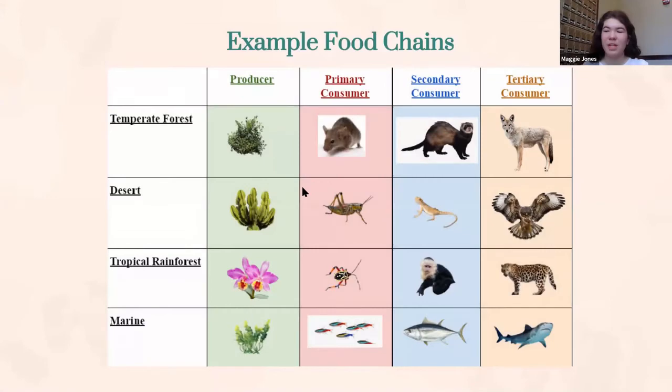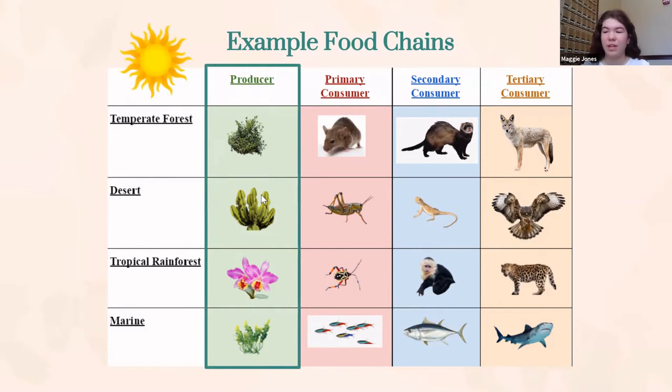Here are some example food chains that we used for the different ecosystems in our project. The first group in the food chain are the producers. These are the plants that get their energy from the sun and introduce it into the ecosystem. The second group in the food chain are the primary consumers. These are animals that eat plants, like herbivores. For example, an insect as shown in our desert food chain.